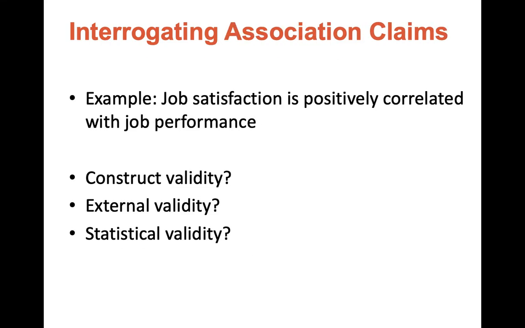Let's do a similar activity with interrogating association claims. Here's an example of an association claim: job satisfaction is positively correlated with job performance. Here we've got two variables, so when looking at construct validity, we need to look at both variables and ask, how well are both of those variables measured?